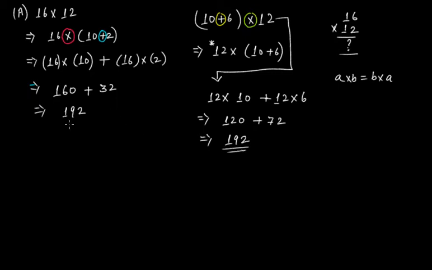So both these answers are correct. Those of you who are getting confused about how we are using the distributive property here, you can write it like this, use the commutative property of multiplication, and then derive all the other steps, and finally you will get the same answer in both cases, whether you use the first step or the second step. Let's move to the next one.